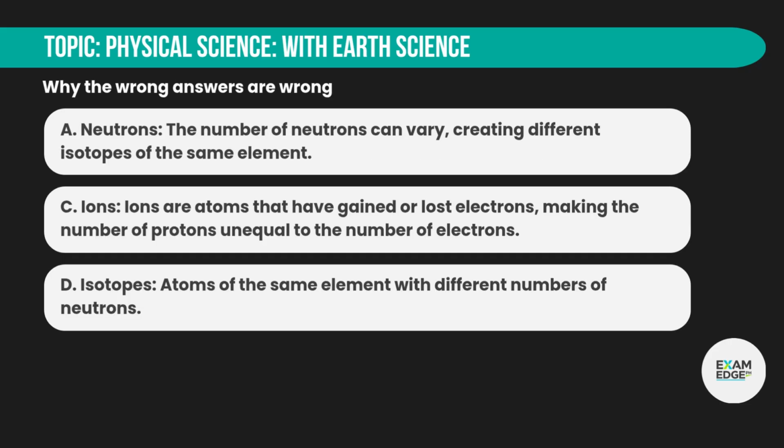Why the wrong answers are wrong? A. Neutrons. The number of neutrons can vary, creating different isotopes of the same element. C. Ions. Ions are atoms that have gained or lost electrons, making the number of protons unequal to the number of electrons. D. Isotopes. Atoms of the same element with different numbers of neutrons.